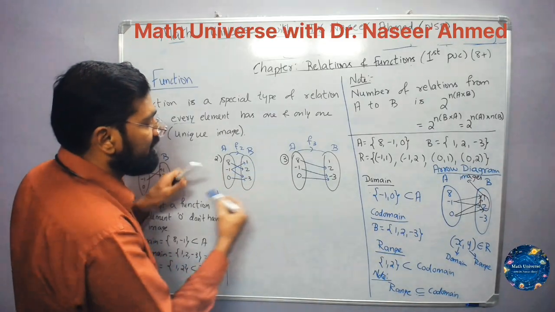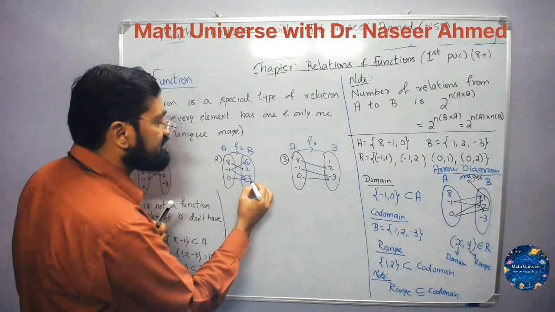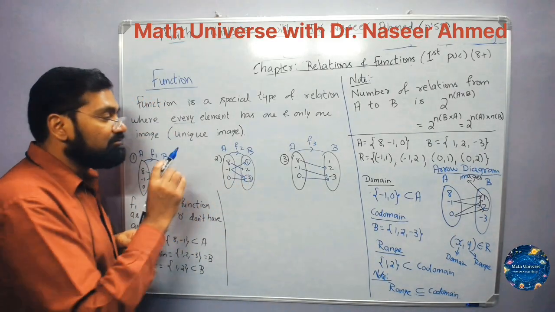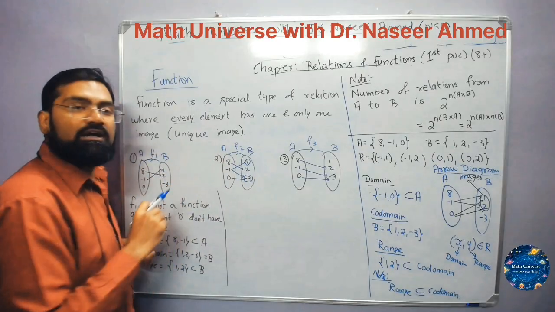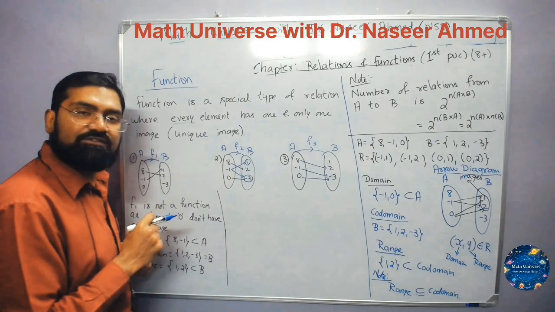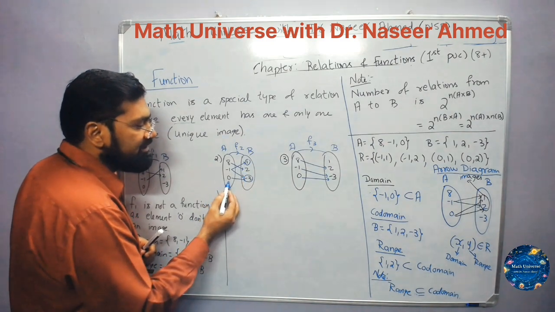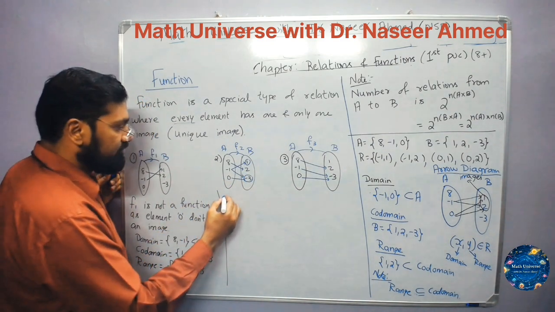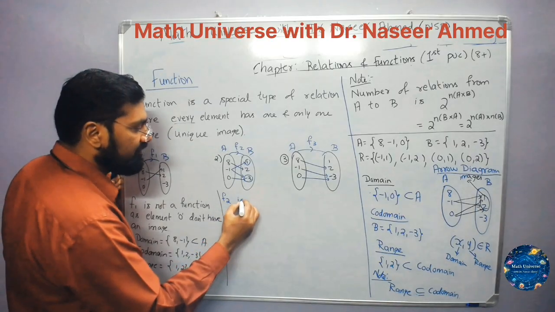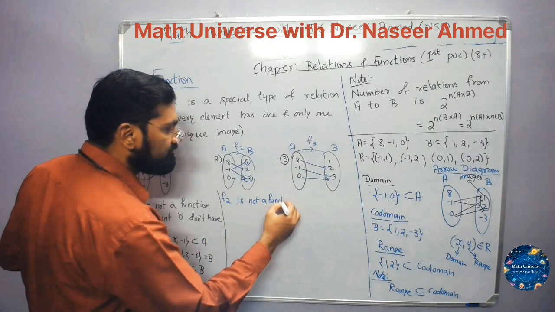-1 has got 2 images, namely 1 as well as -3. Therefore, because of -1, F2 is not a function, because -1 has got more than one image. Whereas 8 has got only one image, 2, and 0 has only one image, -3. Okay, so F2 is not a function.